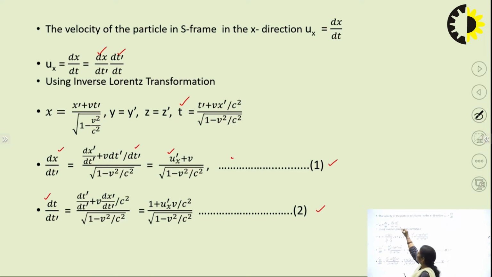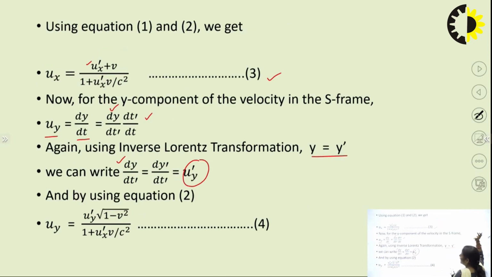So once we have evaluated this, we can use this part as it is. That's what we are going to do here. We are going to use this dt dash by dt as it is from the previous calculation. We just put that dt dash by dt part here.